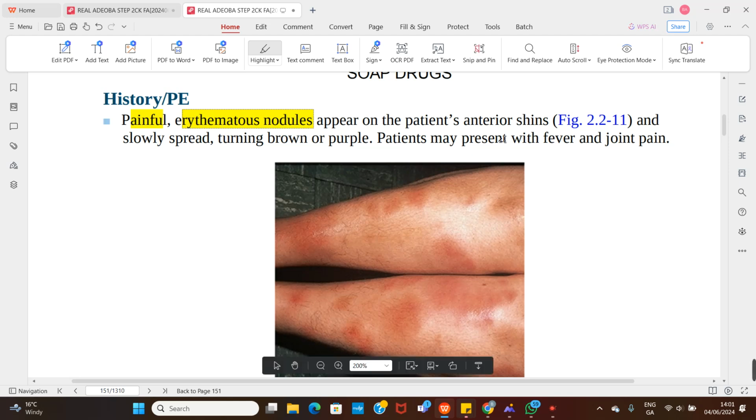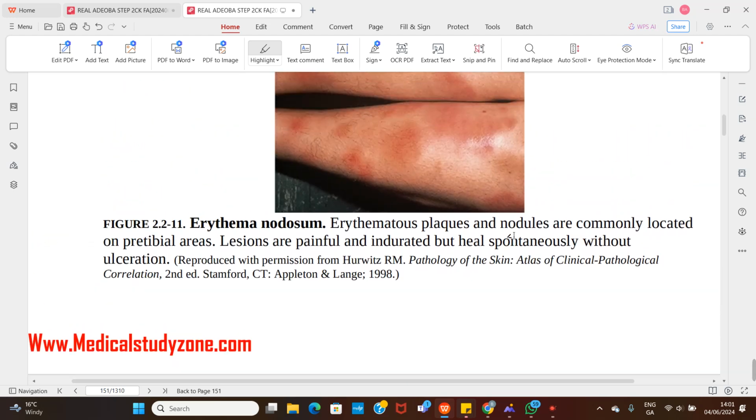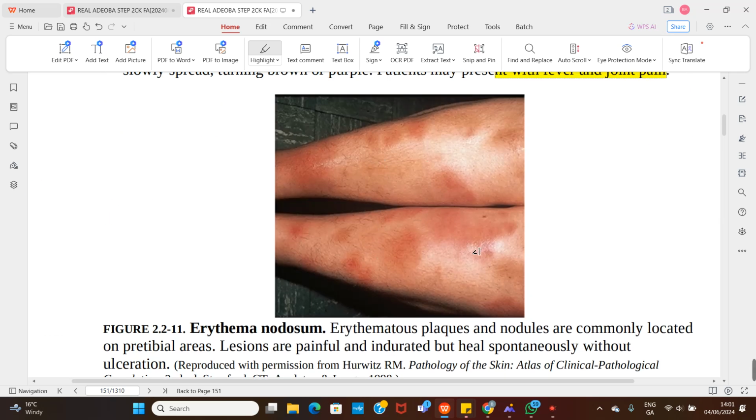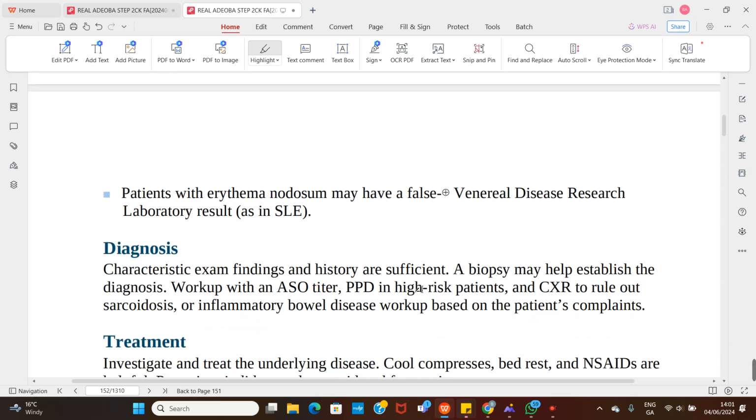Sometimes the individual can present with fever or joint pain. Of course, this thing comes from a systemic cause most of the time, maybe chronic inflammatory disease or chronic infectious disease. So we are going to have some other systemic findings like fever or joint pain. You can see the erythematous nodules and plaques here in the anterior part of the shin, right? It's also important for us to remember that this is also part of the causes of a false positive VDRL test.